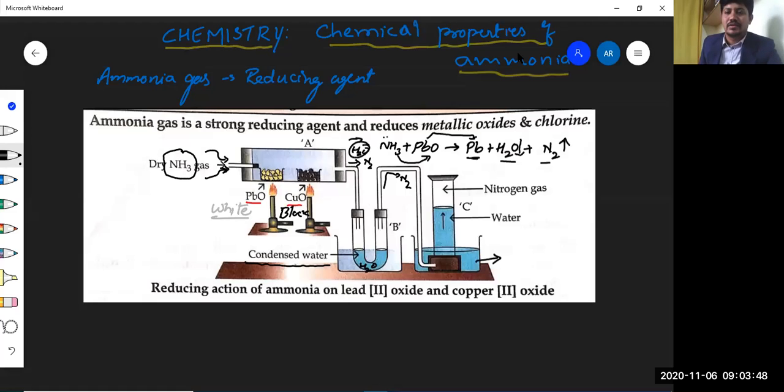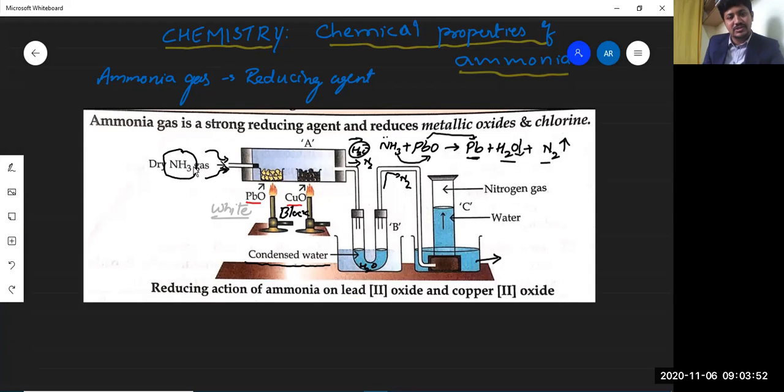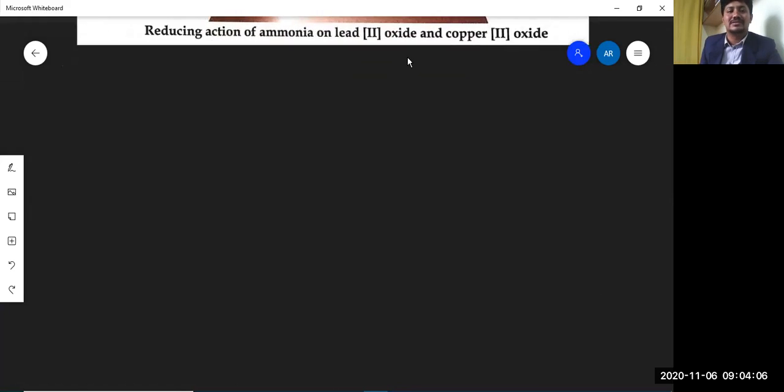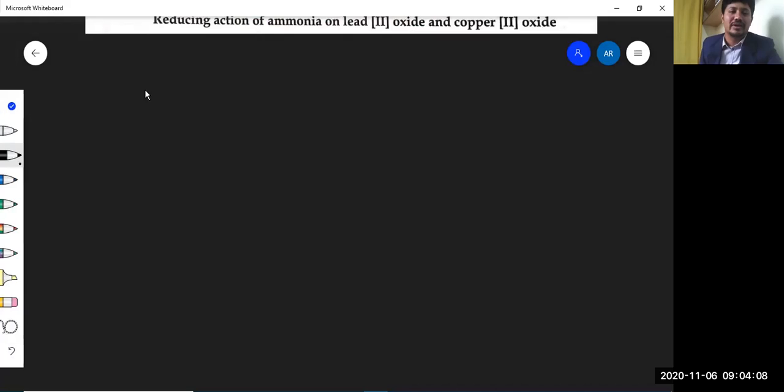Yes, this is. Now let us write a few chemical reactions. Both chemical reactions take place between ammonia and copper oxide, as well as ammonia with lead oxide, with observations, because this is a very important topic for the board examination. Let us move now to the balancing equations. How to balance the chemical equations? How to write the chemical equations?